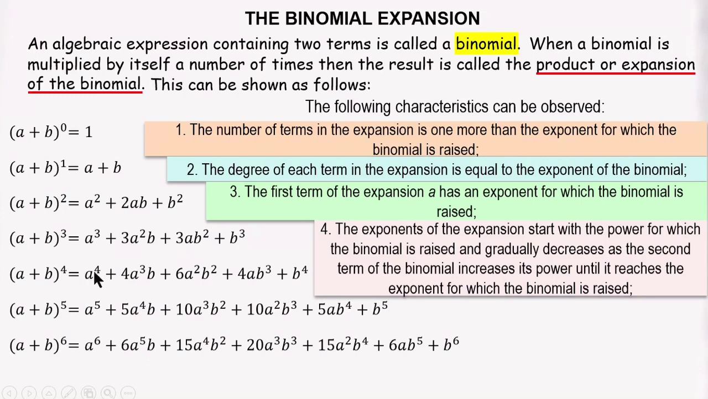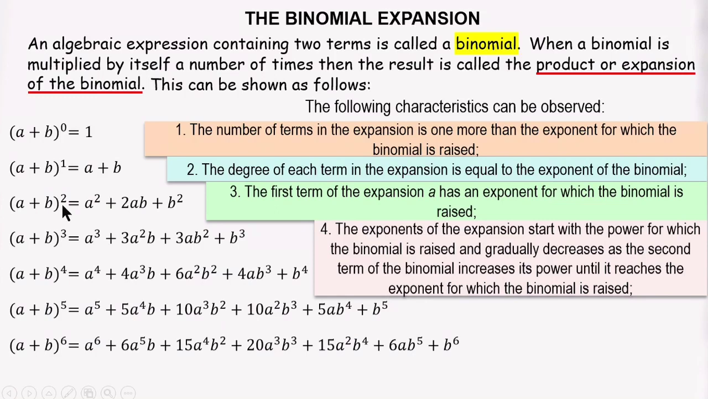If it is 4, we have 4, 3, 2, 1. If 5, it also decreases to 4, 3, 2, 1. Similarly, if the binomial is raised to 6, the power of the first term a gradually decreases from 6 to 5, 4, 3, 2, 1. As the first term a gradually decreases, the second term b of the binomial increases its power until it reaches the exponent to which the binomial is raised. b starts to appear in the second term of every expansion and gradually increases its power up to the exponent to which the binomial is raised.